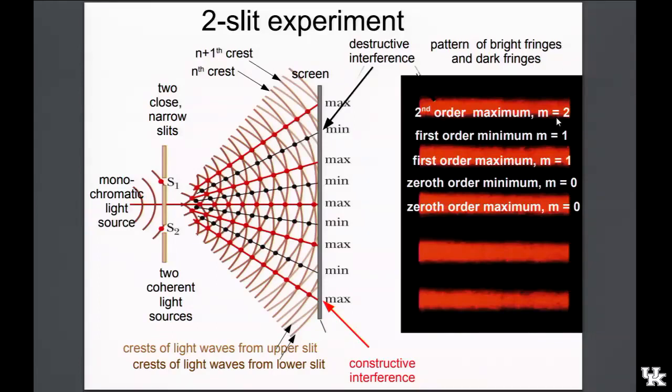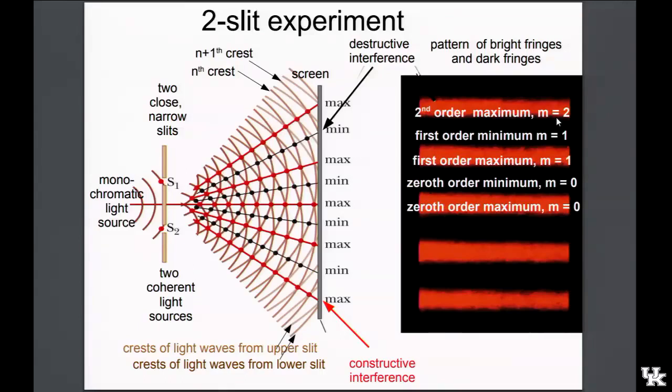So right in the center of the pattern is a maximum. We call that the 0th order maximum. Its neighbors are minima. So these are dark fringes, dark bands. And we call those the 0th order minimum. Next to the 0th order minimum, just above it and just below it, you see this maximum here, the first one below the horizontal. This maximum here, the first one above the horizontal. Those are the first order maxima.